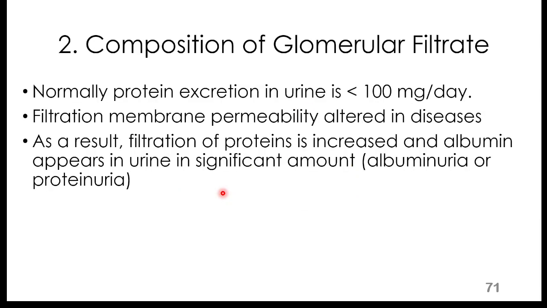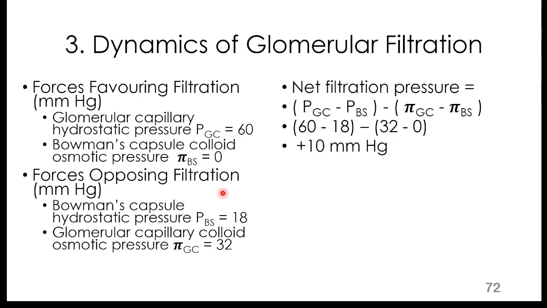So normally the protein excretion in urine is very small. It's less than 100 milligrams per day. So it doesn't mean that there will be no protein at all, because there are some protein molecules that are actually of very small size, right? So some of these will pass through the filtration membrane. But you should note that the permeability of the filtration membrane is altered in diseases, which will lead to an increase in the passage of proteins, and albumin will increase in the urine, which we refer to as albuminuria or proteinuria.